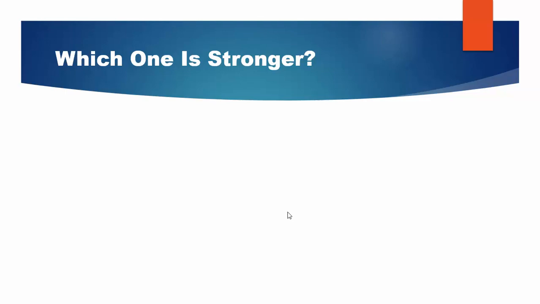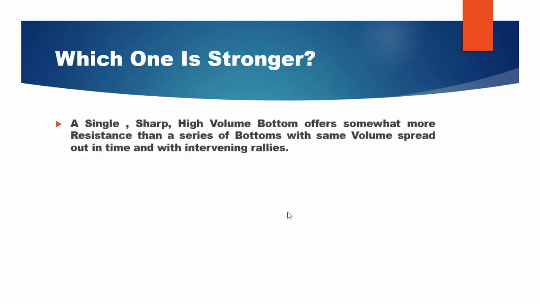The first criterion: a single sharp high volume bottom offers somewhat more resistance than a series of bottoms with the same volume spread out in time and with intervening rallies.